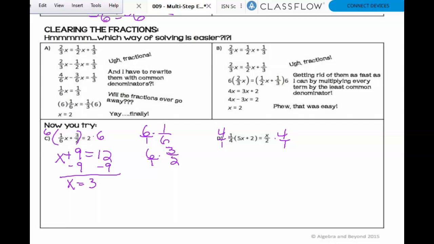Y'all, when I multiply this side times 4, do I multiply inside the parentheses? They're protected, right? The parentheses is like protecting it. And you can't do anything. So I'm going to take 1/4 times 4. So 4 divided by 4 is 1. So that means I have 5x plus 2 on this side.